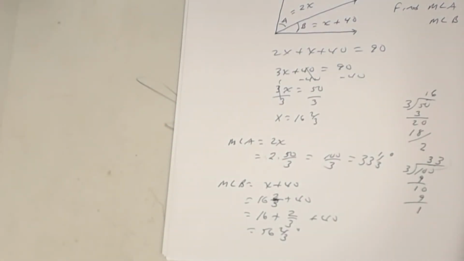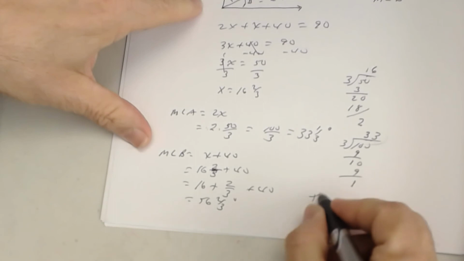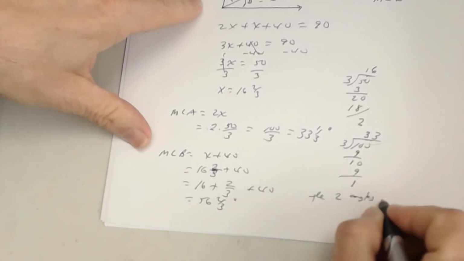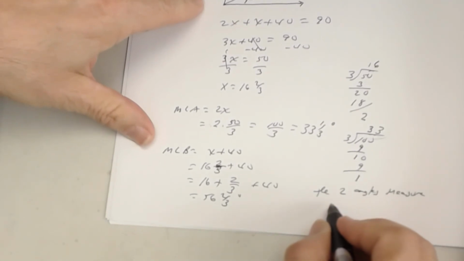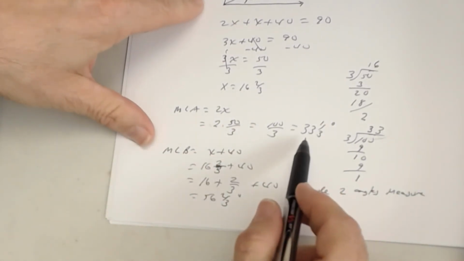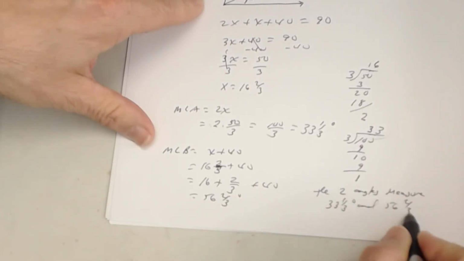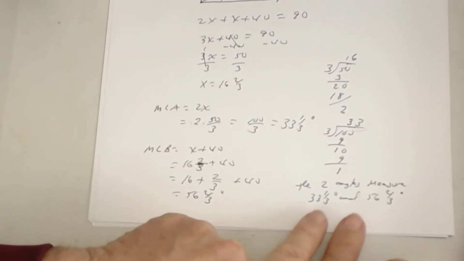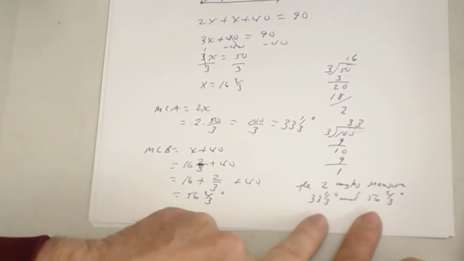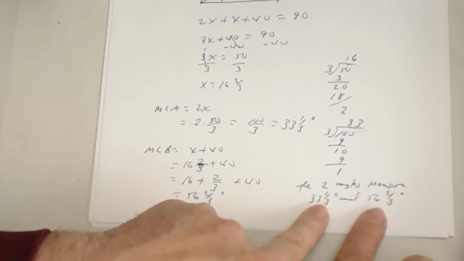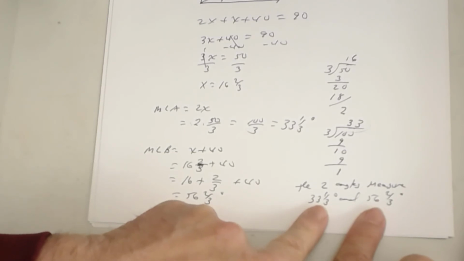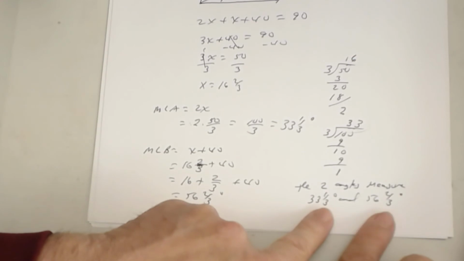As a sentence, you would say the two angles measure 33 and 1/3 degrees and 56 and 2/3 degrees. And make sure it makes sense. Those two numbers have to add up to be what? 90. What's 33 and 56? 89, right? What's 1/3 and 2/3? 1. What's 89 plus 1? 90.